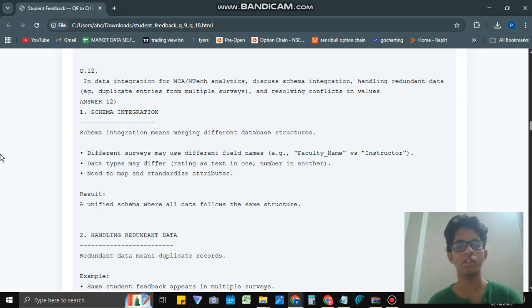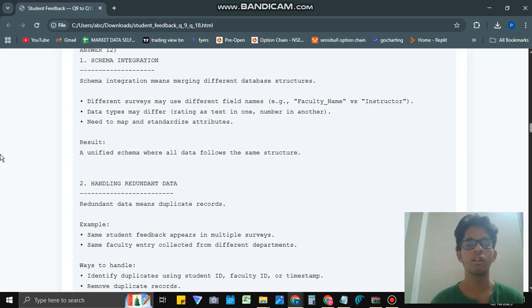Coming on to the next question, in which we will basically discuss schema integration, handling redundant data, etc., and resolving conflicting values. So first we start with schema integration. It's basically merging different database structures, that is like joining tables, etc. It gives a unified schema where all data flows with the same structure. In this we need to map and standardize the attributes. Data types may differ, like one has a number, one has string values, etc.